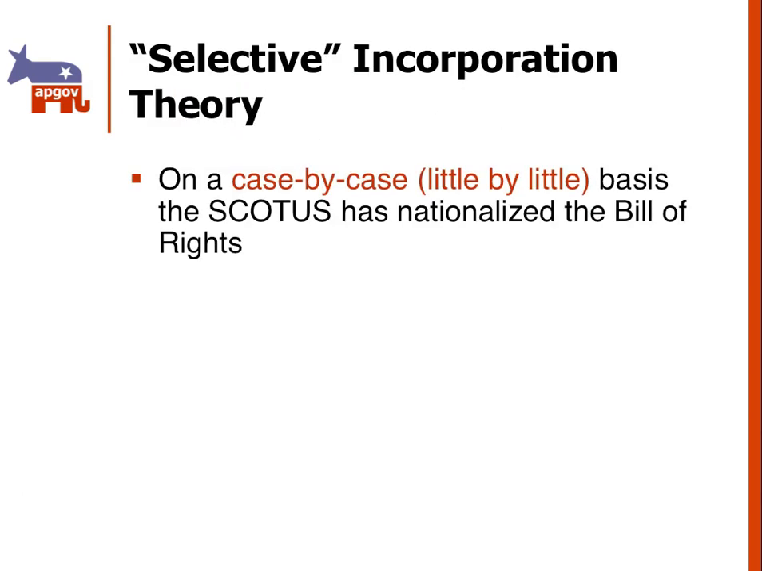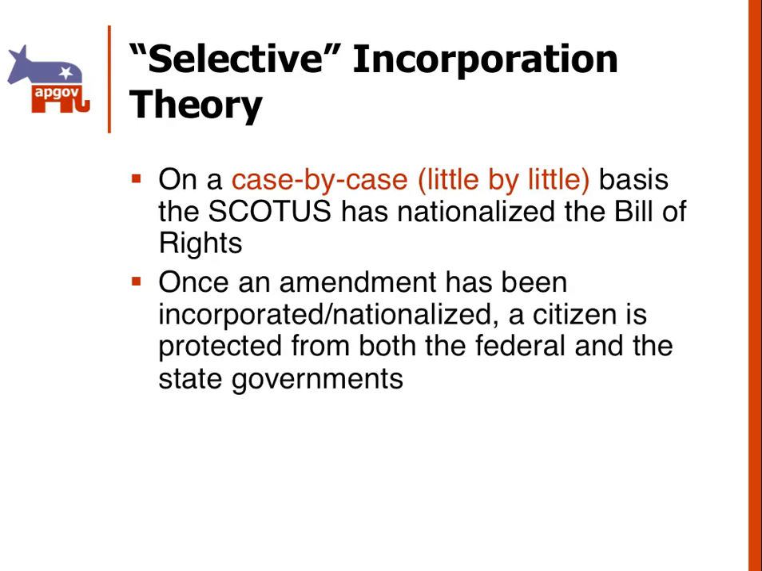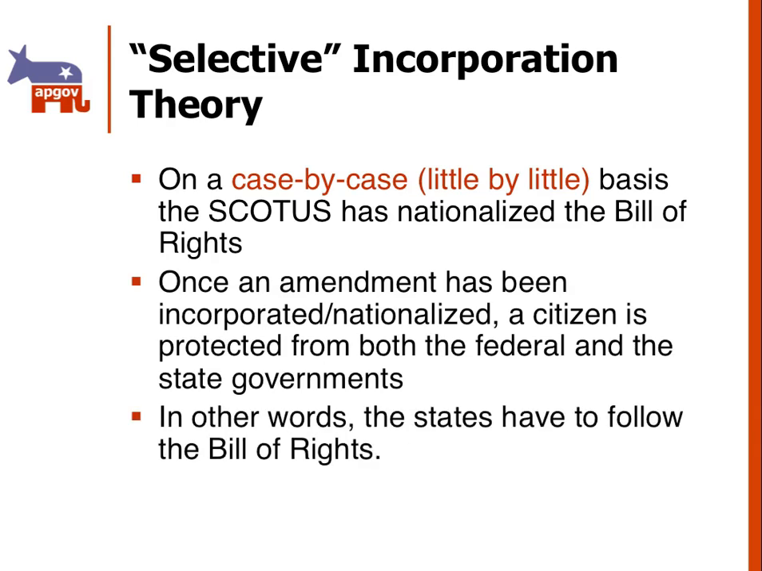So what selective incorporation theory means is that on a case-by-case, little-by-little basis, the SCOTUS, the Supreme Court, has nationalized the Bill of Rights, meaning that the Minnesota state government has to abide by the protections in the Bill of Rights, and the light from the Bill of Rights will wash over all of the states. So, in other words, the states have to follow the Bill of Rights, which they didn't originally have to do because of the case Barron v. Baltimore, which erected that wall.